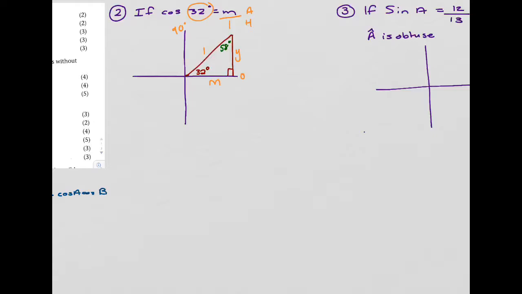Now, all of the values are going to be positive because we're working in quadrant 1. If we were working in quadrant 2, you would have positive y values, negative x values. Quadrant 3, you'd have negative x values, negative y values. And then quadrant 4, negative and positive. So in order to find the y value, we're going to use Pythagoras.